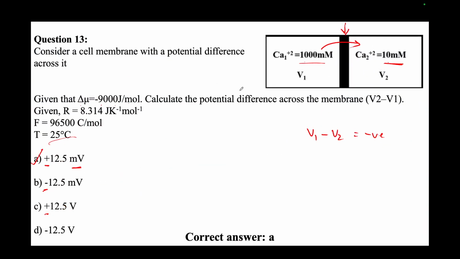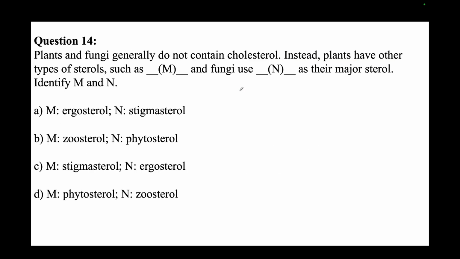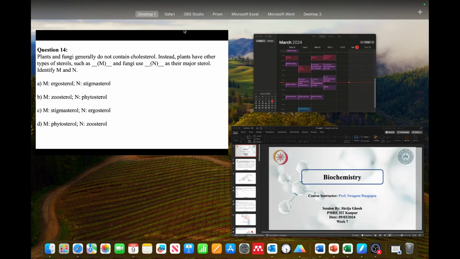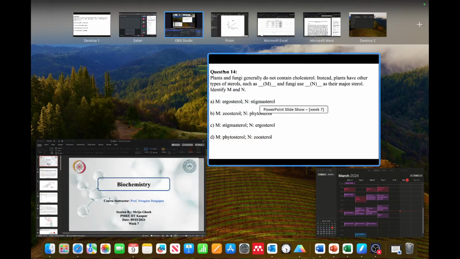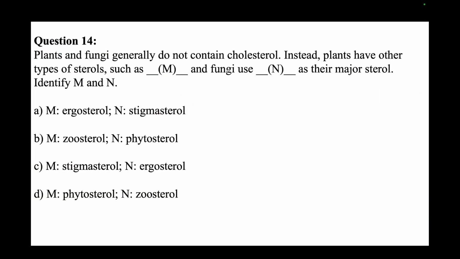Okay. So moving on to the next question now, question number 14. Plants and fungi generally do not contain cholesterol. Instead, plants have other types of sterols such as M, and fungi use N as their major sterol. So identify M and N.